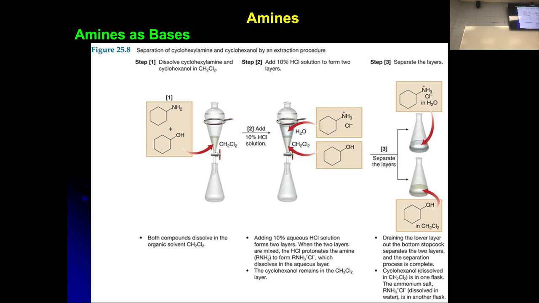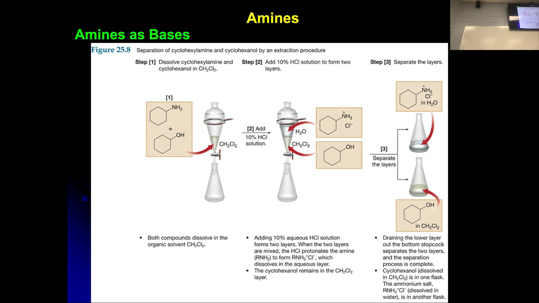But then what I can do is I can add just a dilute solution of hydrochloric acid, so 10% HCl. And water is less dense than methylene chloride, so it sits on the top. Does anybody know what the name of that funnel is that you see in the ring stand? It's called a separatory funnel. Okay, and you can see that there are 2 layers in there, right? You can see the aqueous layer at the top. You can see the methylene chloride layer at the bottom.